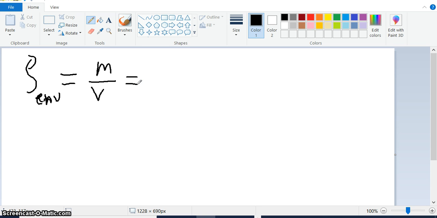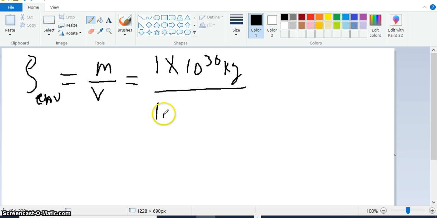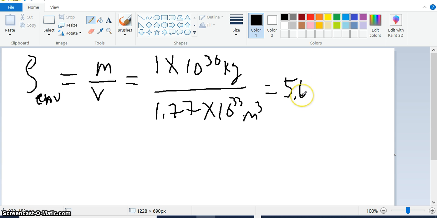The mass was 1 times 10 to the 30th kilograms, divided by roughly 1.77 times 10 to the 33rd meters cubed. And so this turns out to be roughly 5.66 times 10 to the minus 4th kilograms per cubic meter. All right, there we go.